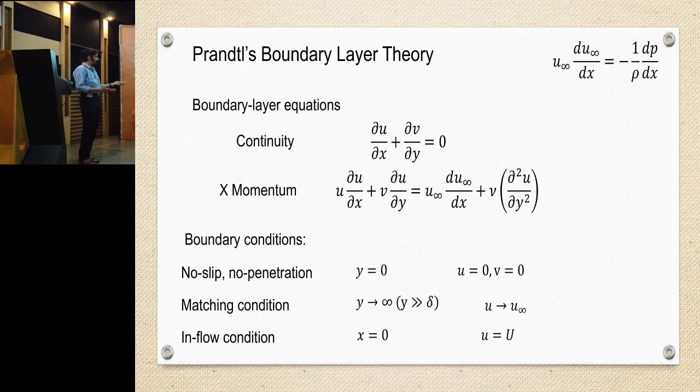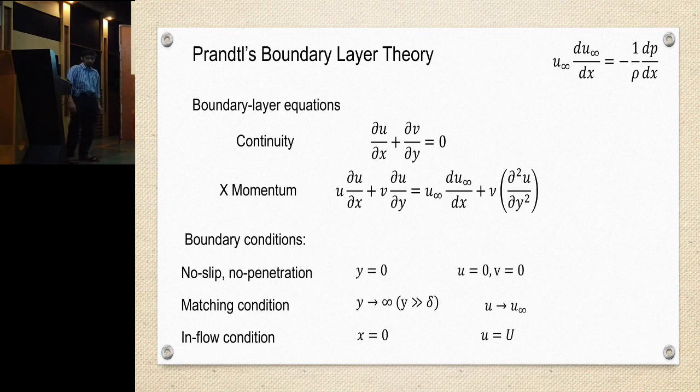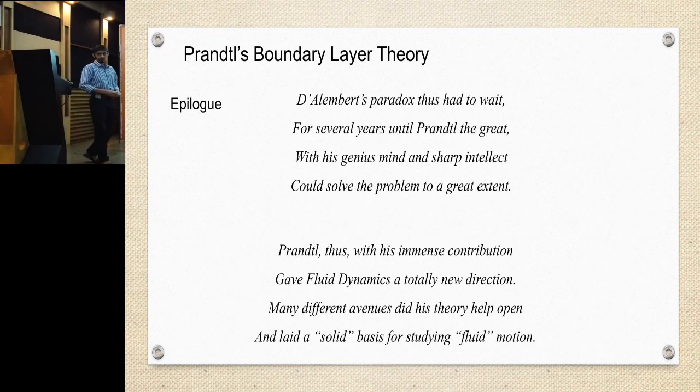So that's, in summary, the equations which resulted from the boundary layer theory. The continuity equation is there. The x momentum equation has become simplified by this substitution, and these are the boundary conditions that we have to give at y equal to 0, away from the surface, and at x equal to 0. So we'll end this now.